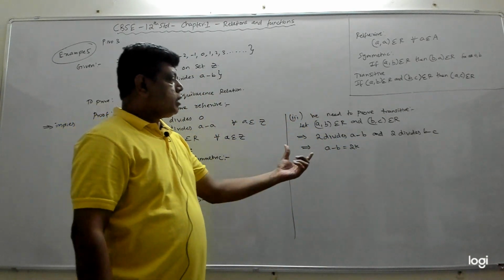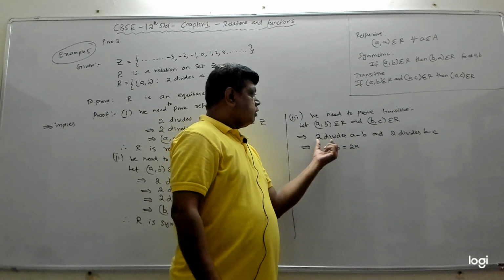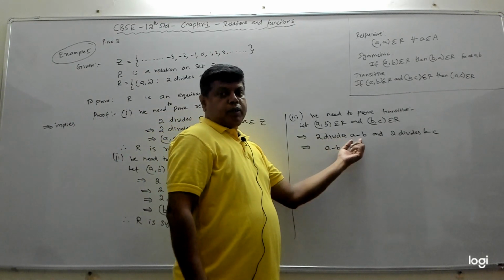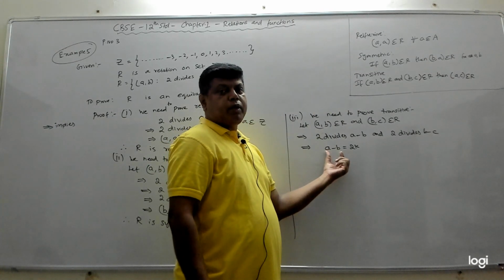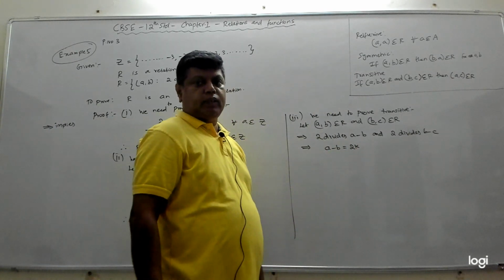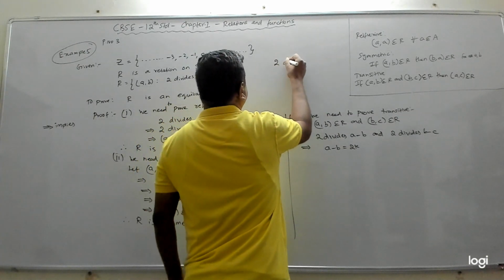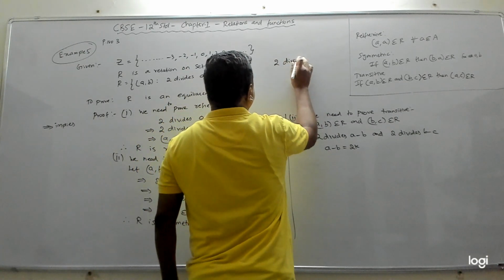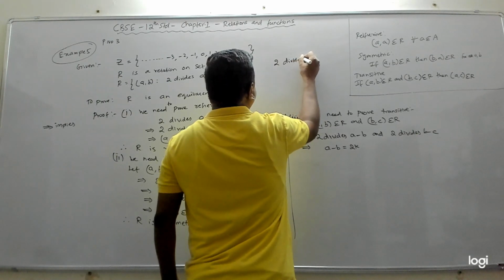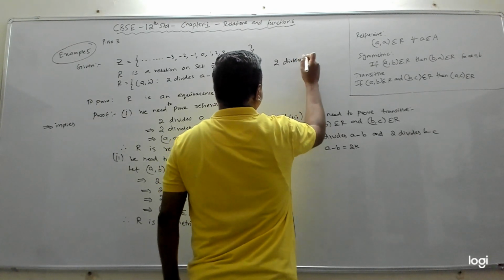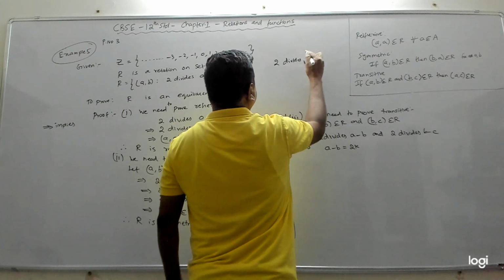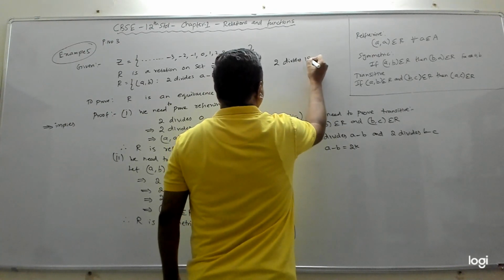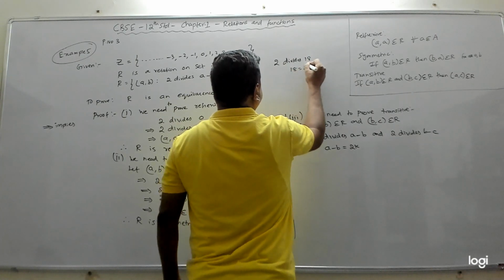Whenever 2 divides a minus b, what does it mean? 2 is dividing a minus b, which means a minus b is an even number. Which means a minus b can be written as 2 into something. If I say 2 divides, suppose I say 2 divides 18, then 18 can be written as 2 into something, which is 9.